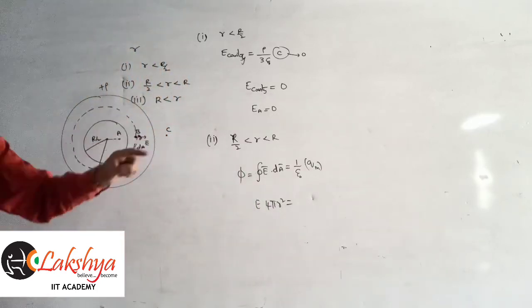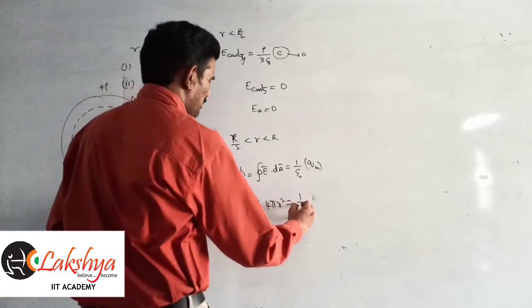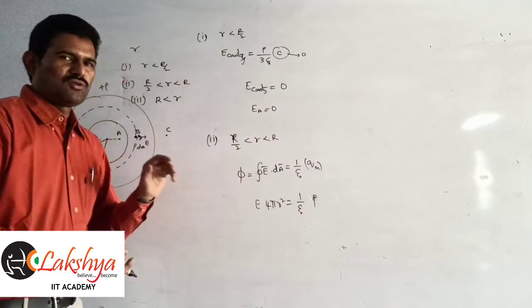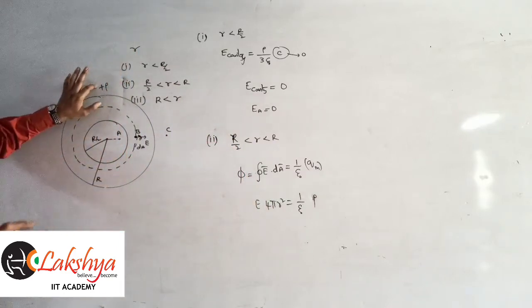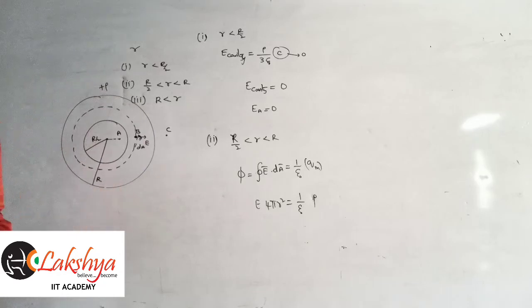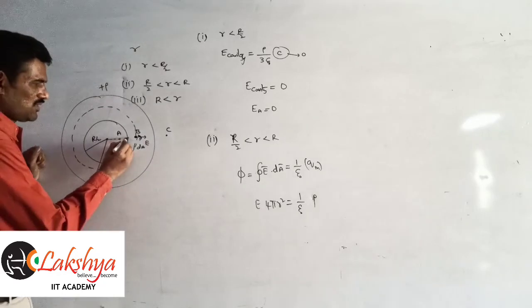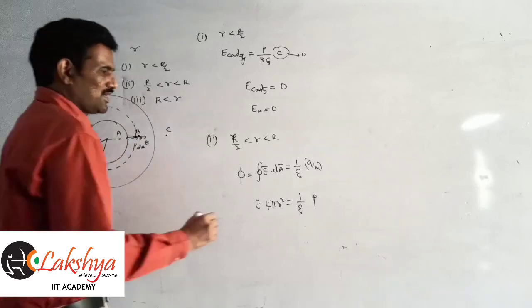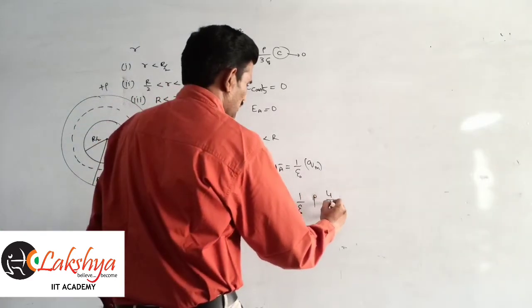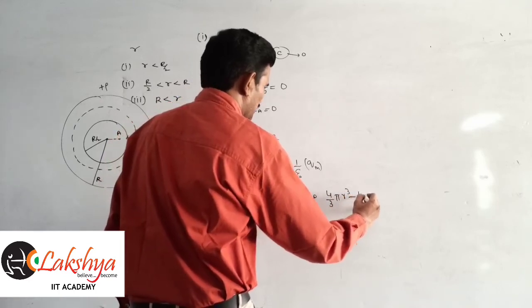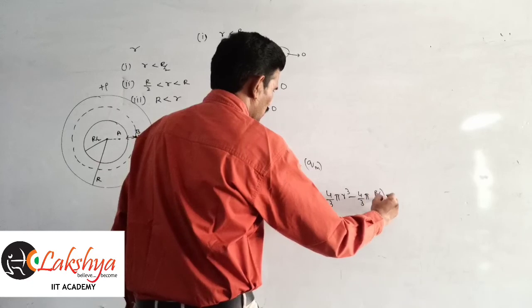1 by epsilon naught into, on this side also, rho into volume we need to write. Here rho is constant only, so no need of any integration here. So directly we can write it as rho into volume. The charge is present only within this volume here, so that volume only we need to write. So I can write that volume as 4 by 3 pi small r cube minus 4 by 3 pi r by 2 whole cube. Got it?